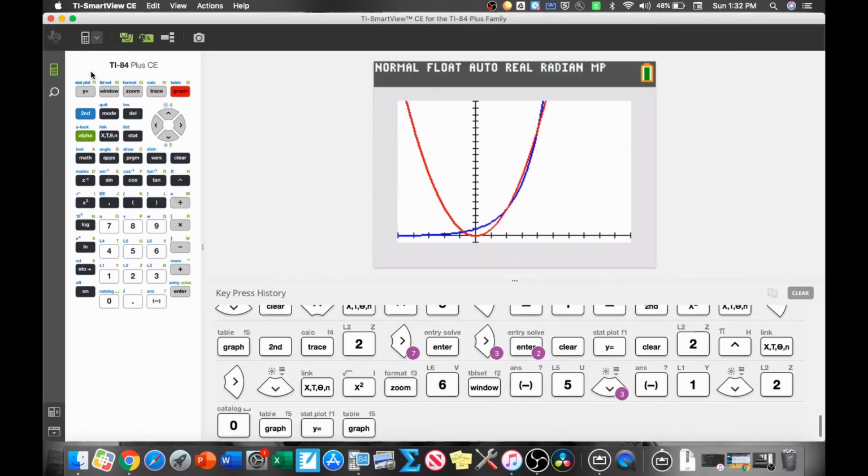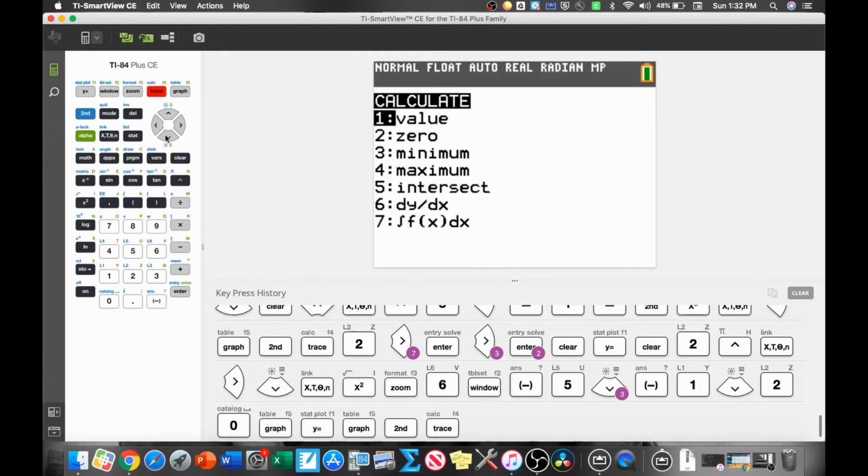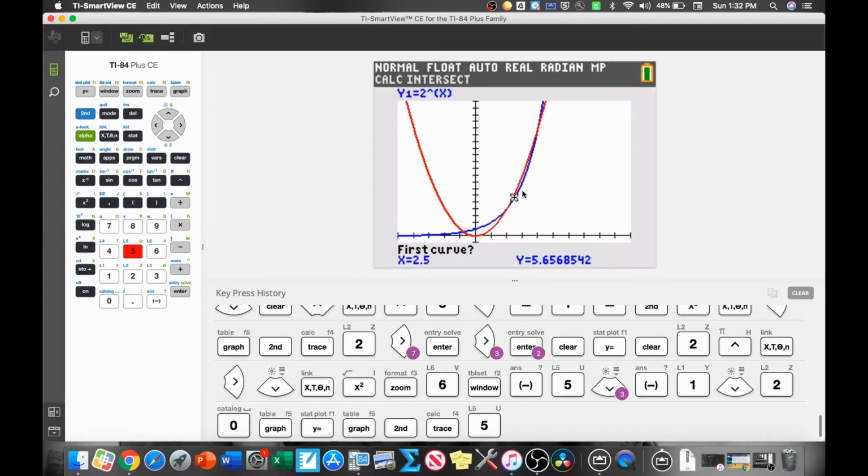Let's have the calculator do the work for us and calculate the intersection points. So I'm going to go to second level, calculate. Number 5 is intersect, so 5. And I'm going to have to move the cursor around now because there are 3 intersection points. So I'm going to start with this intersection point right here. So I'm going to use the left and right arrows to move the cursor closer to the intersection so that the calculator knows which intersection I'm trying to find. Okay, so I want to get as close to it as I can here. So I pushed it a few too many times.